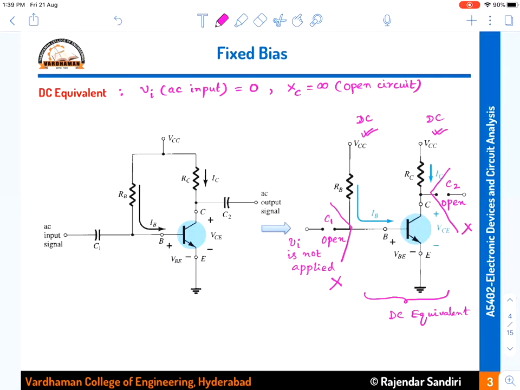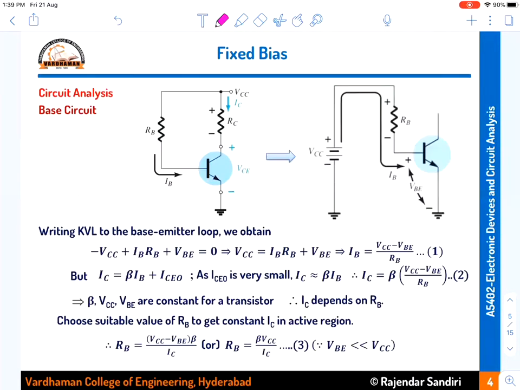Okay, next. Now this is my circuit, the DC equivalent circuit. Now I have to do all the analysis only on this circuit. So we'll start the circuit analysis. By disconnecting the DC, the circuit will become like this, which contains a transistor, the load resistor RC, then the base resistor RB.